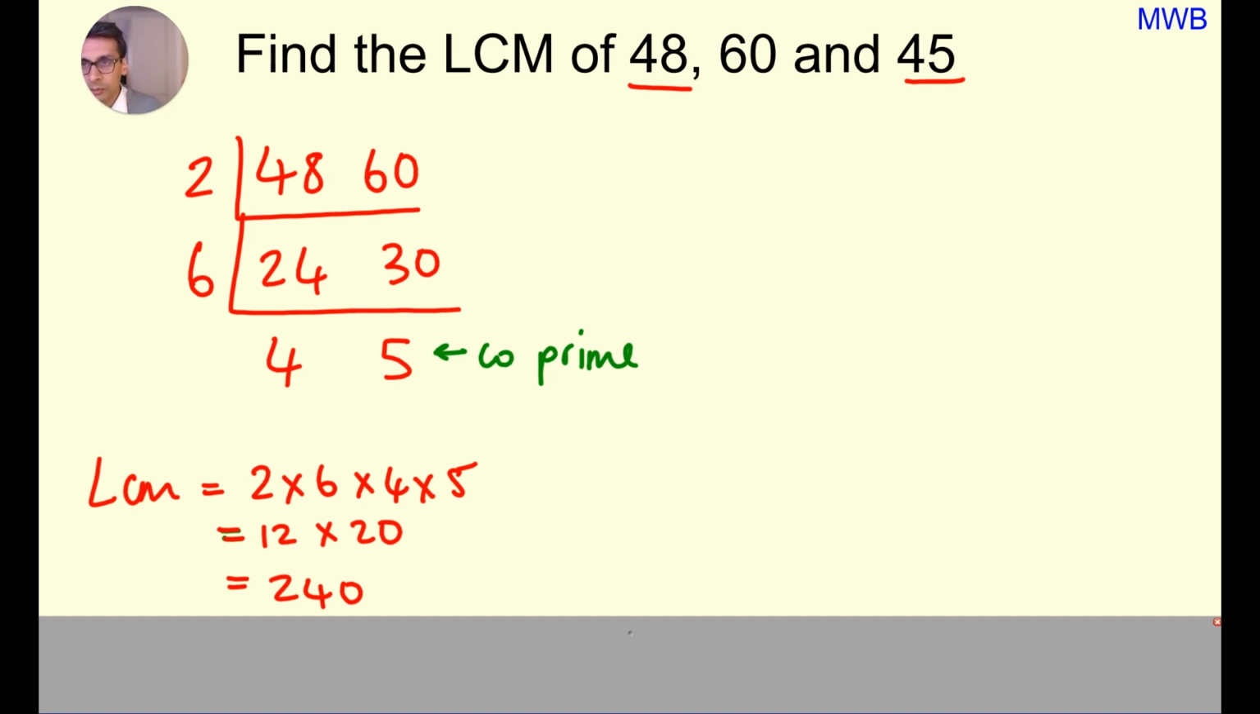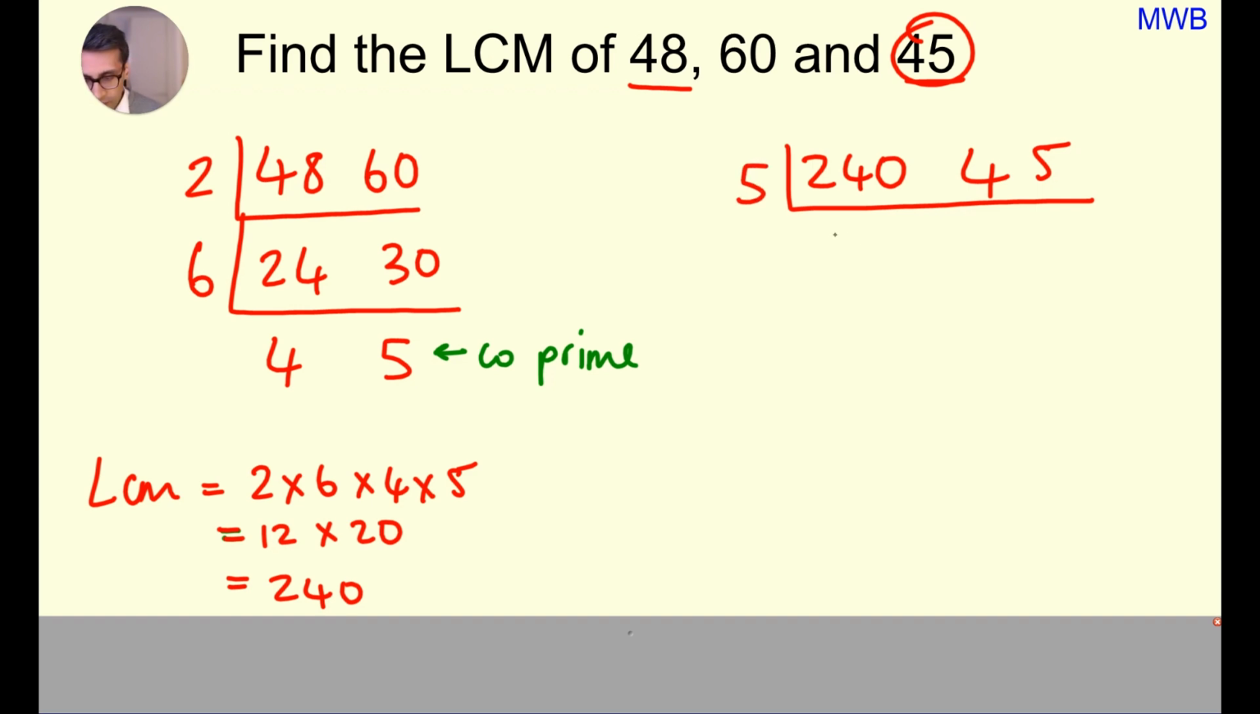Now we're going to use that number to work out the LCM of 240 and then the number we didn't use, which is 45. Okay, so we're going to divide both of these by 5, so 240 divided by 5 is going to give you 48. 45 divided by 5 is 9. We're going to see if 9 and 48 are coprime. We can divide them by 3.